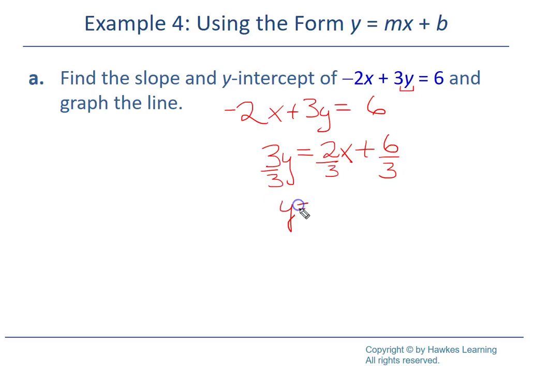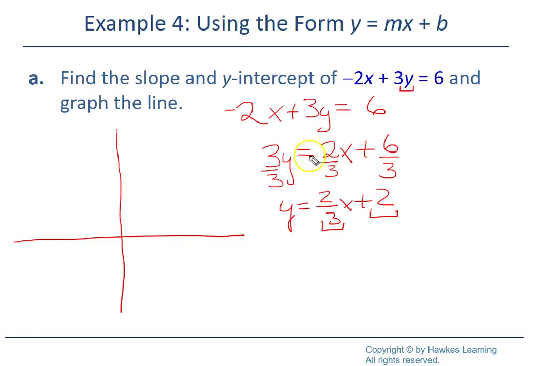Simplify, we get y equals 2/3 x plus 2. So now this is our slope, and this is our y-intercept. And they want us to graph this. Now, there is a special way of graphing this. Theoretically, you could make a t-chart. In fact, from this, it's easy to make that x and y intercept t-chart.